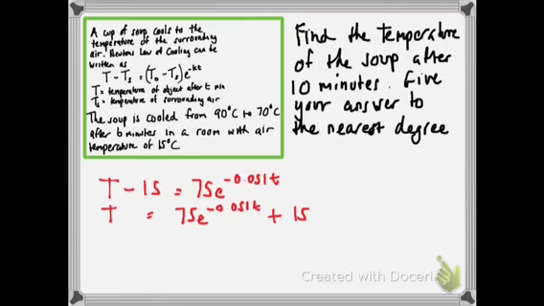So if you're looking for after 10 minutes, T will equal 75 e to the power of negative 0.051 times 10 plus 15. All I've done there is substitute t equals 10 for the time, and we want the answer to the nearest degree. T will equal 60 degrees Celsius.